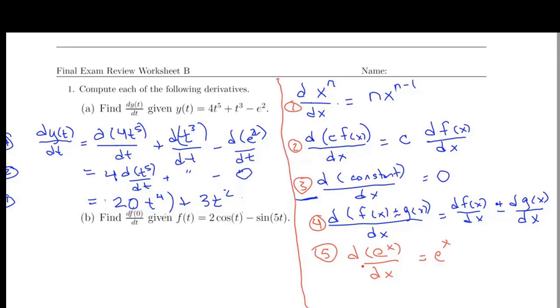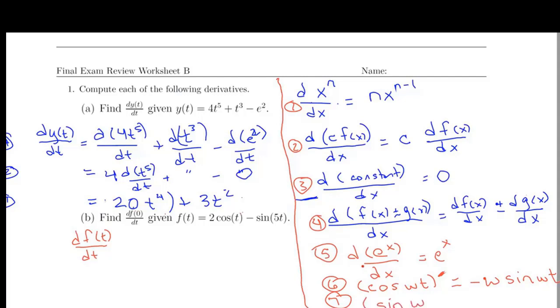Now I want to find the derivative of f of t with respect to t. Well, I didn't write down here the derivative of the sine and the derivative of the cosine. If I write it like this, that makes sense to everybody. The derivative of cosine of omega t is negative omega sine of omega t. This is actually chain rule, which we're not teaching you, but you will definitely learn that in calculus. And the derivative of sine of omega t would be omega cosine of omega t.